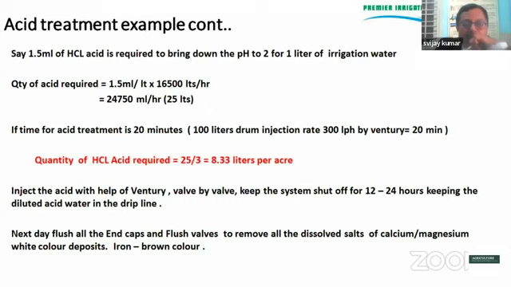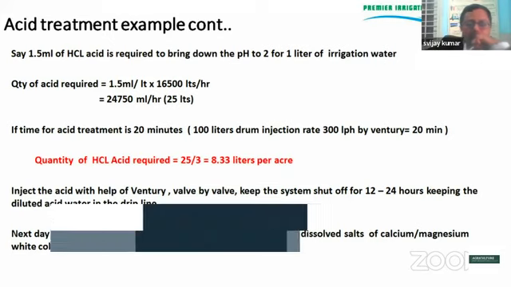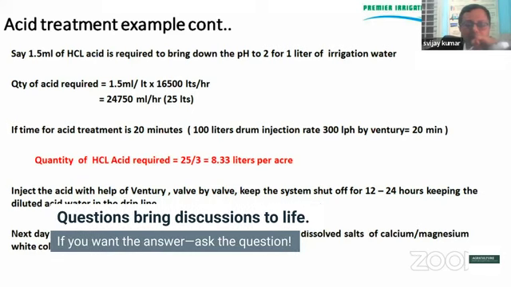Say, for example, in this particular case, about 1.5 ml was required to bring down the pH to 2. That means 1.5 ml was required for 16,500 liters. If you multiply the two, you will get 25 liters. This is for 1 hour. Generally, if you have a 100 liter drum and you are using a 300 liter Venturi injection, roughly around 20 minutes is the time required.